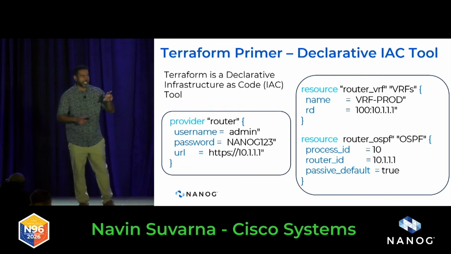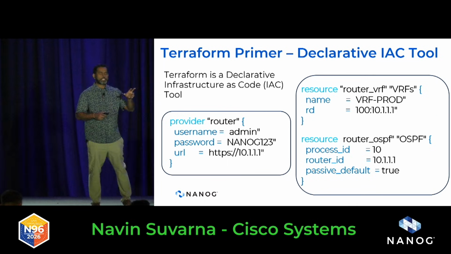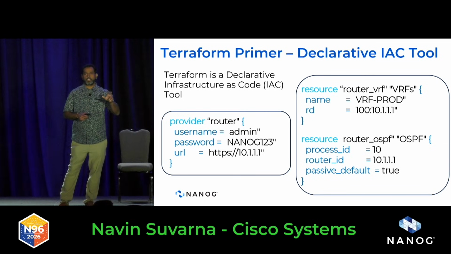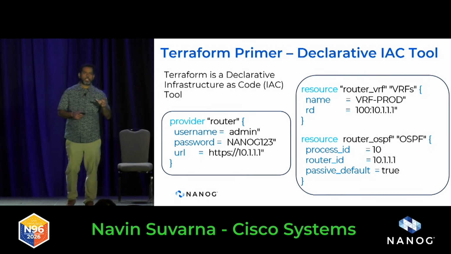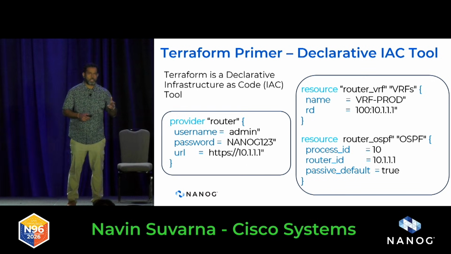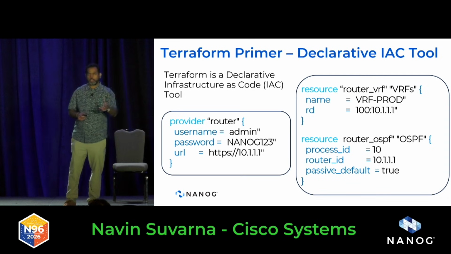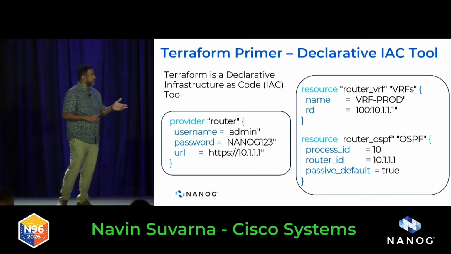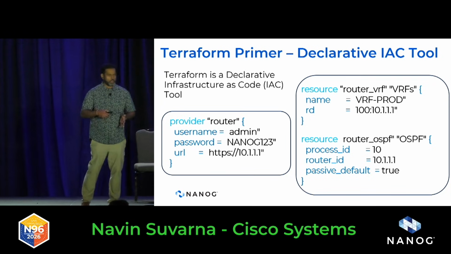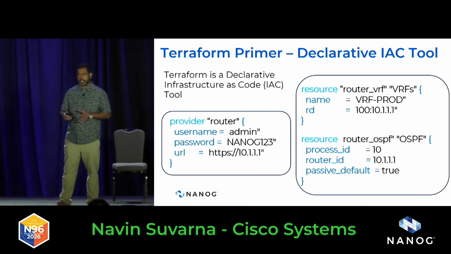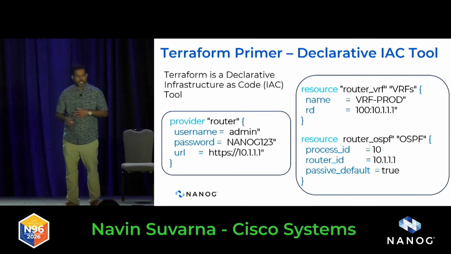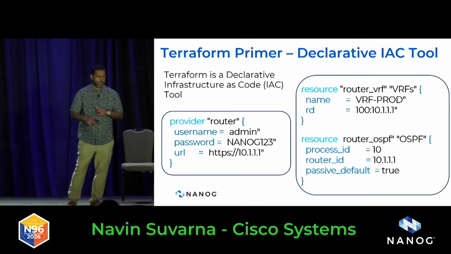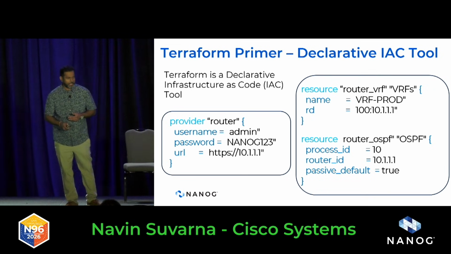Think of resources as atomic configuration units on the target device. These resources could be physical atomic units or logical atomic units. A good example of a physical atomic unit would be a front panel port on a switch or a router, and a logical unit would be something like a VLAN or a VRF. What you see on your screen is a provider which knows how to log into a router. It uses username admin, the password is nanog123, it has the URL for REST API access, and then RESTCONF access, my bad. And then you have a set of resources that would help you configure VRF and OSPF on this target device.